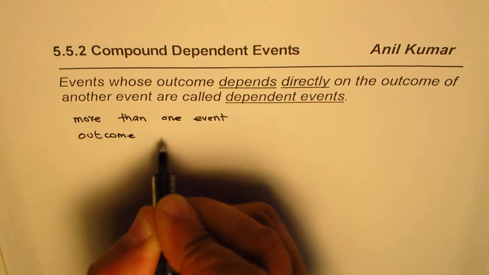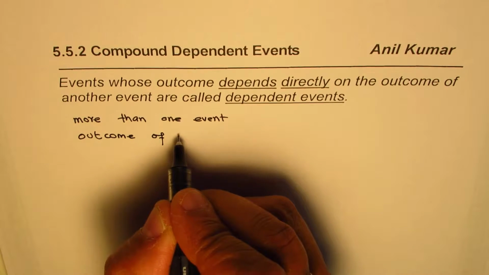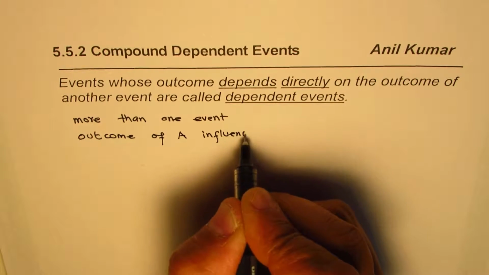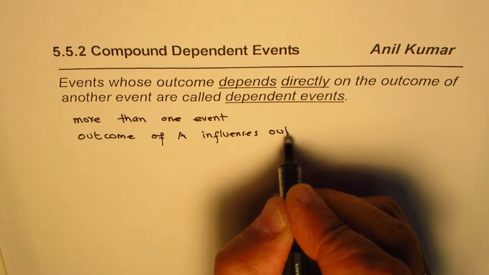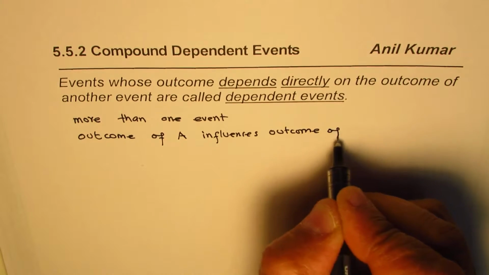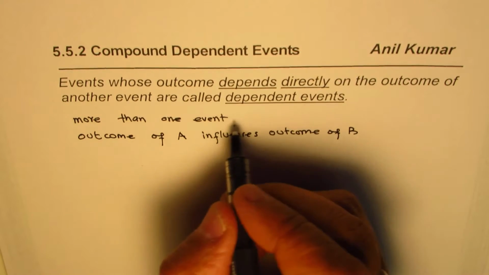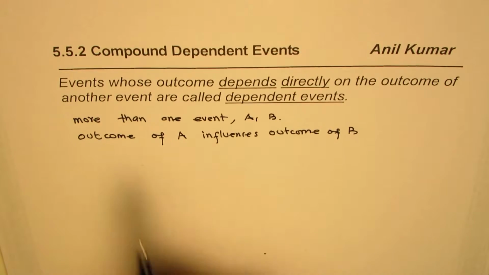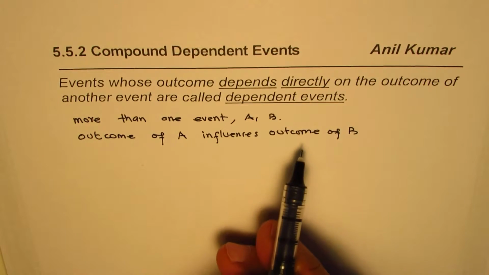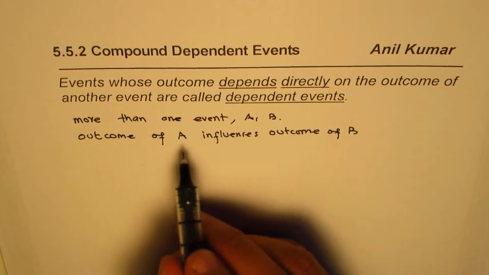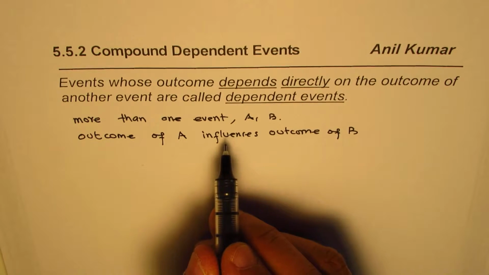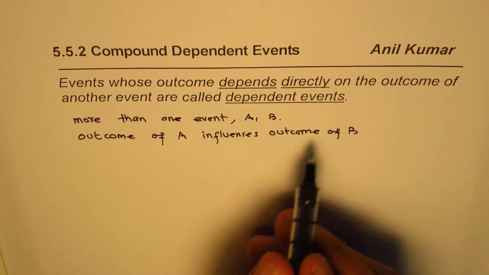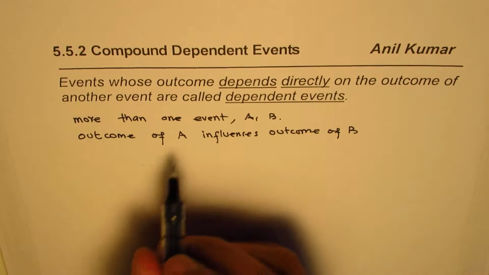So the outcome of one, let's say A, influences or changes the outcome of B. So let's say we have more than one event. Let's take A and B as two events. The outcome of A influences the outcome of B. That is to say, I'm assuming A is performed first, and then B is performed. So let me take an example.